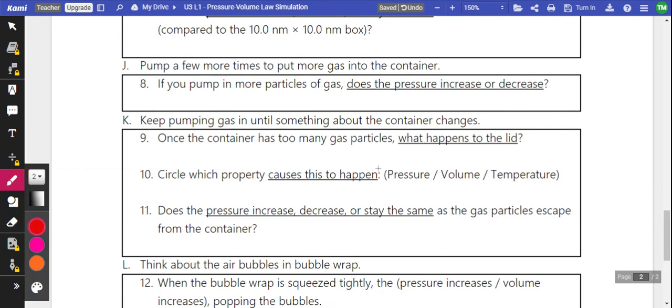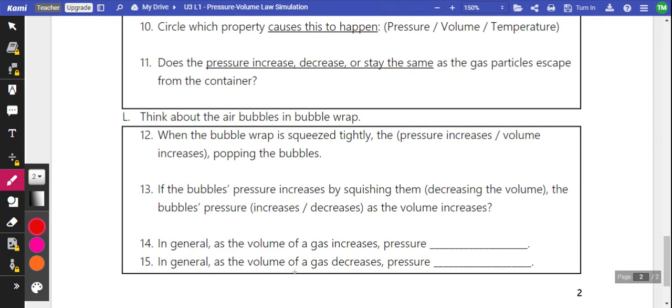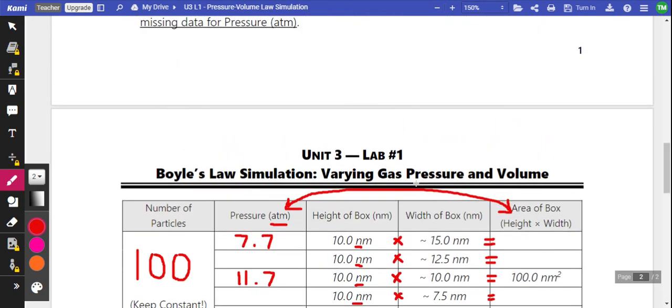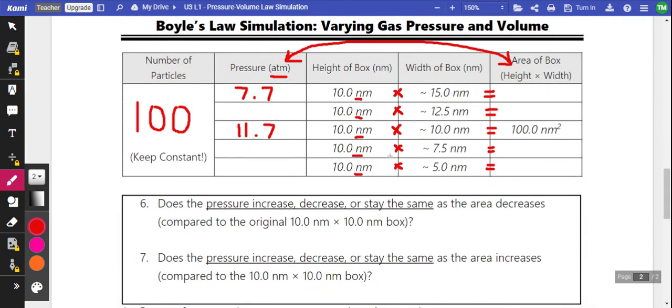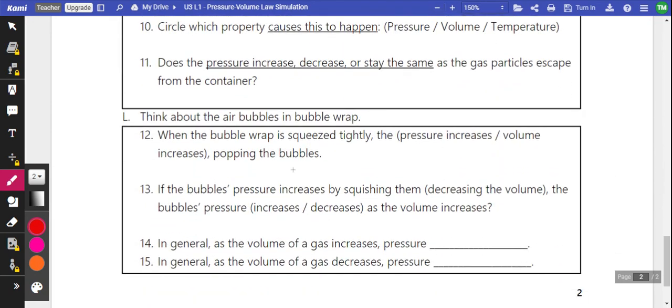See what happens to the container when we get too many particles in there and what property causes that to happen. I don't want to spoil the surprise, so I'll leave that to you. And if our gas particles can escape from the container, what would that mean about the pressure? Would the pressure increase, decrease, or stay the same? The last couple questions are conclusion questions to wrap up what you figured out about the simulation, to think about what would happen in the real world as we use the ideas from the simulation. Hopefully the data that you get here will help you figure out the questions down here for the rest of the lab.